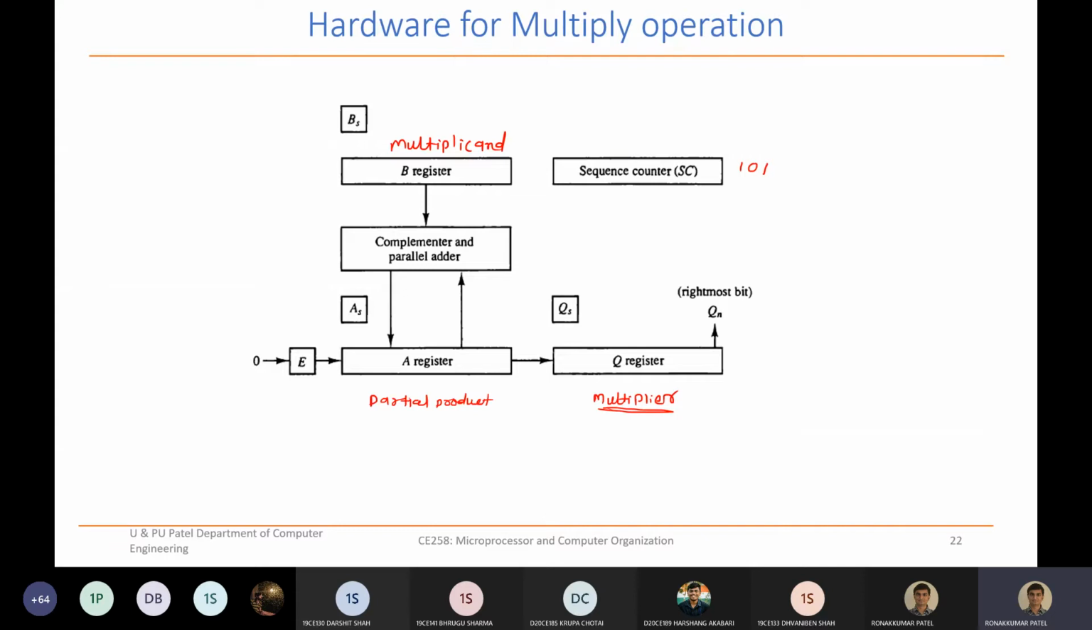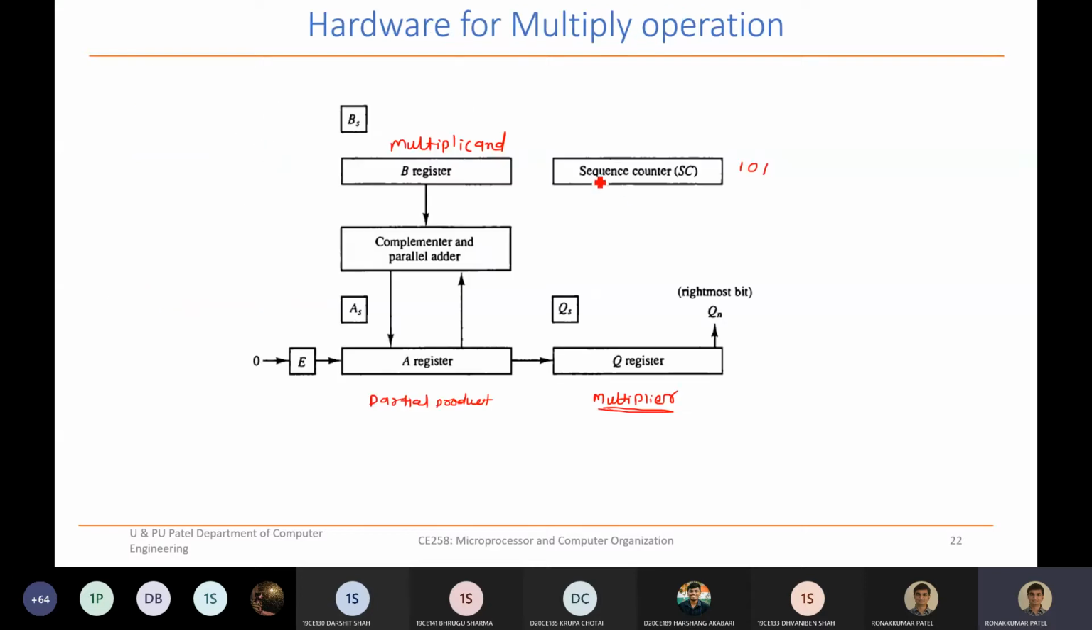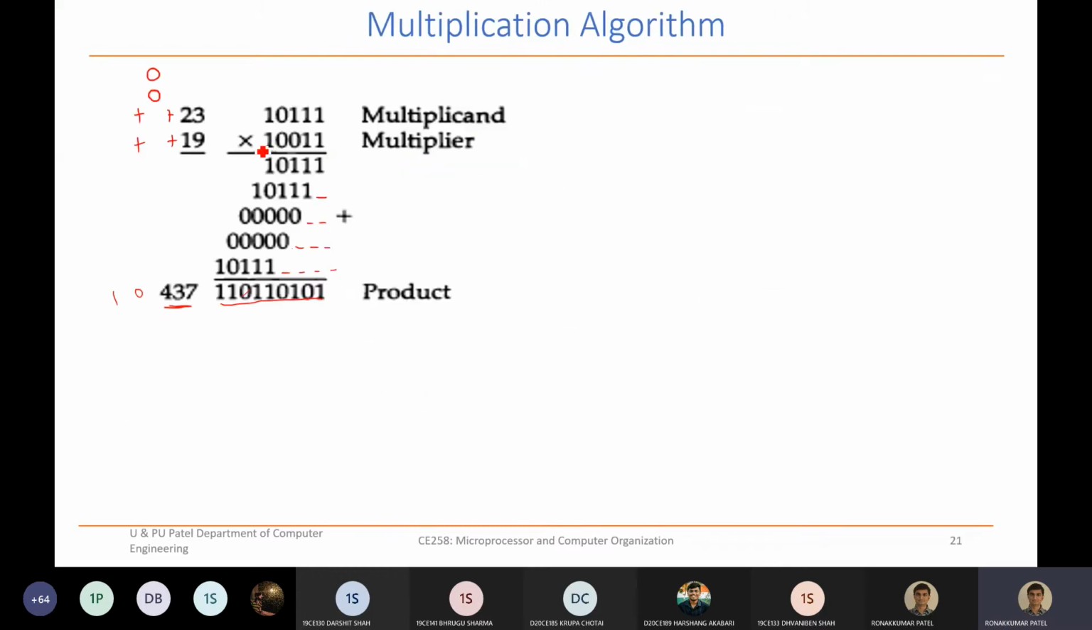One thing you need to remember is that operands like 23 and 19 are actually plus 23 and plus 19. So a sign bit is also associated with them. When these operands are stored in memory and you get an operand, you get it with its sign, meaning one more bit. But when we initialize this sequence counter, we don't consider the sign.